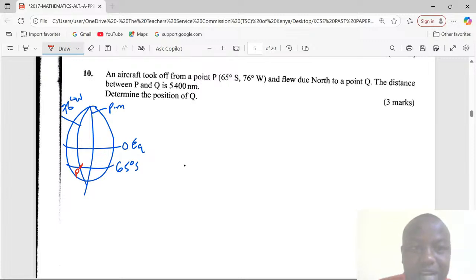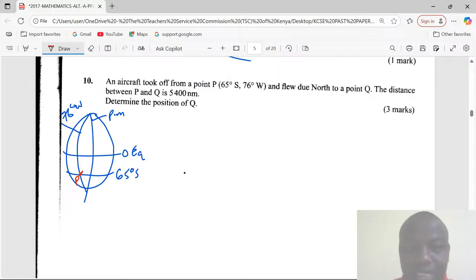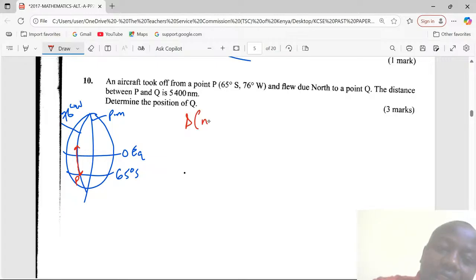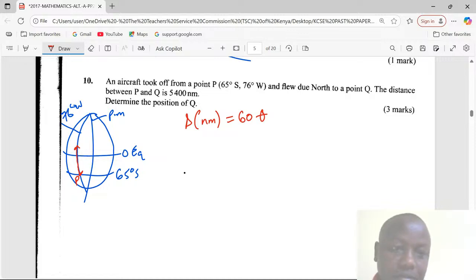Now, an aircraft is going to take off from point P. Then it shall move northwards, 5400 nautical miles. When you move from P upwards, you are moving along a great circle, a circle of longitude. Generally the distance along a great circle in nautical miles is given by 60 multiplied by theta. In this case, theta is the latitude difference. You're moving along the same longitude, so no longitude difference. You're moving from one latitude to another.